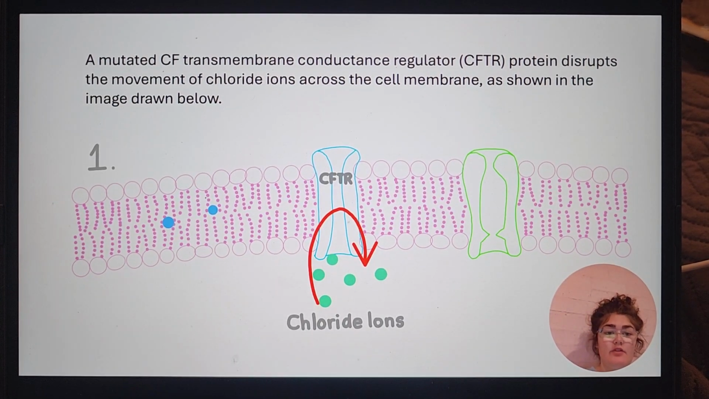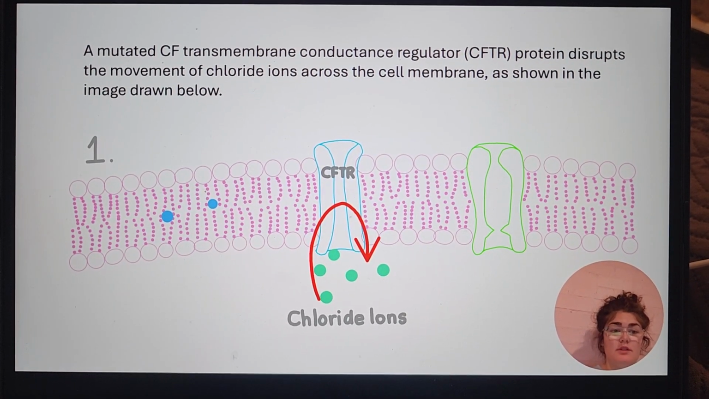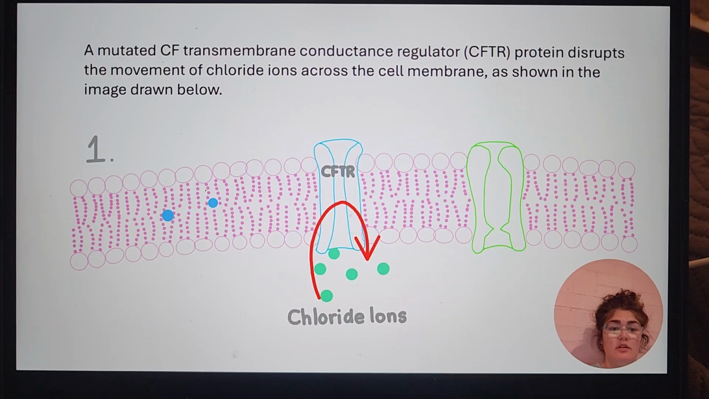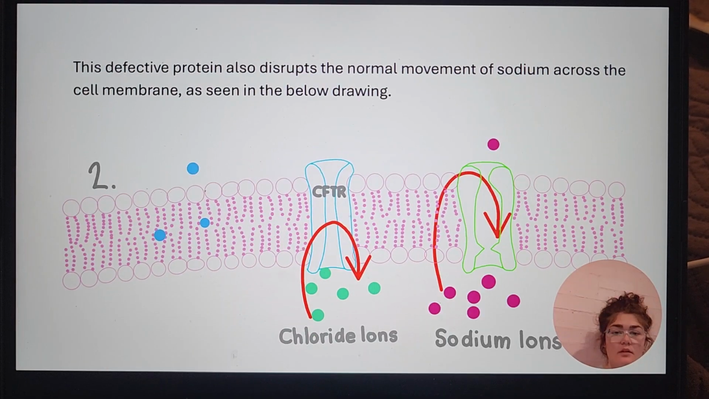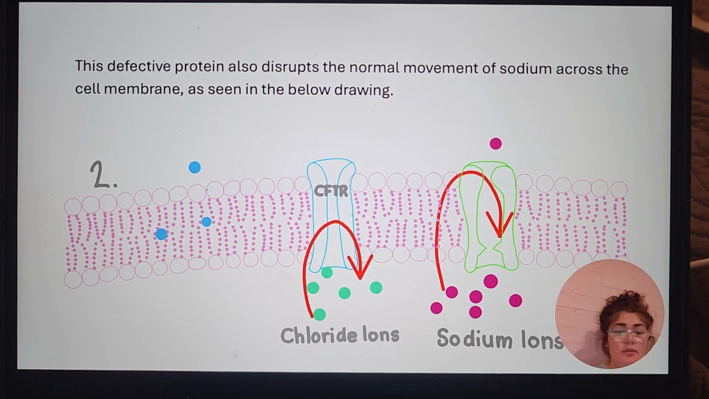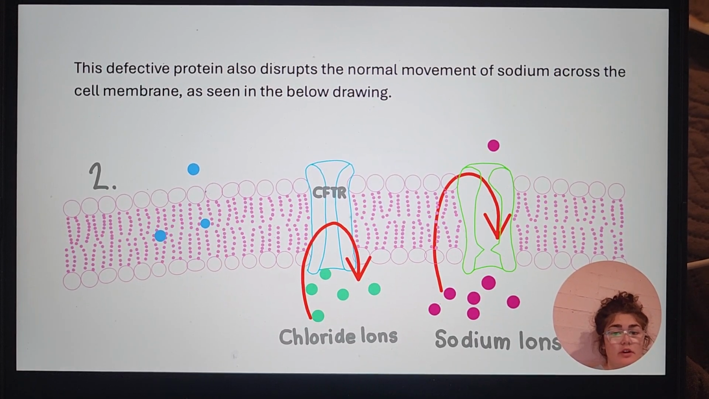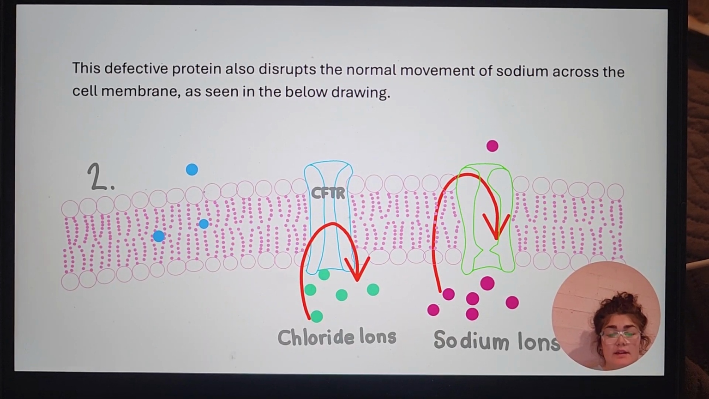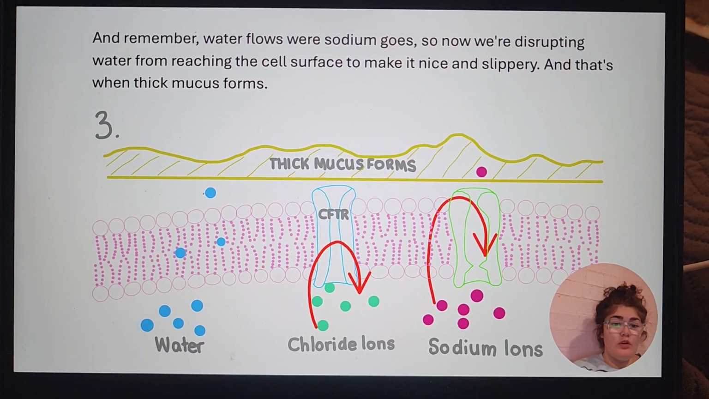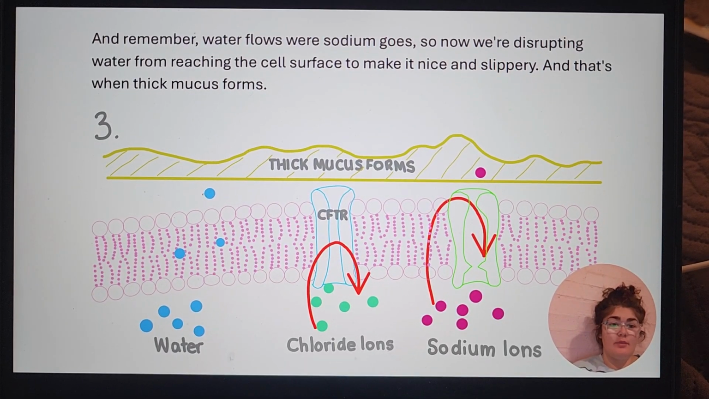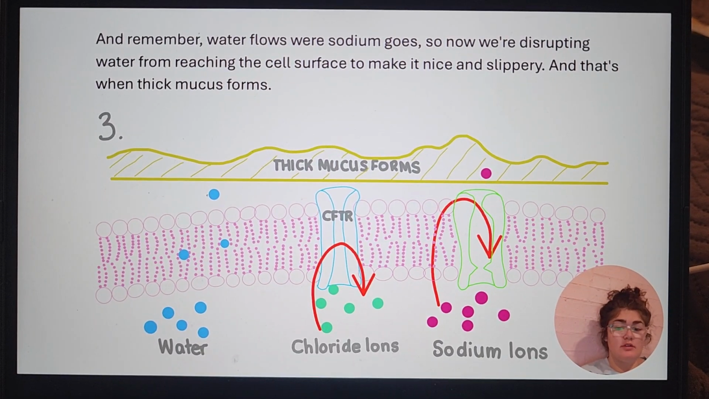A mutated CF transmembrane conductance regulator, or CFTR, protein disrupts the movement of chloride ions across the cell membrane, as shown in the image drawn below. As well as disrupting the normal chloride ions, this defective protein disrupts the normal movement of sodium across the cell membrane, as seen in the image below in pink. And remember, where water flows, sodium goes. So now we're disrupting water from reaching the cell surface to make it nice and slippery, and this is when thick mucus forms.